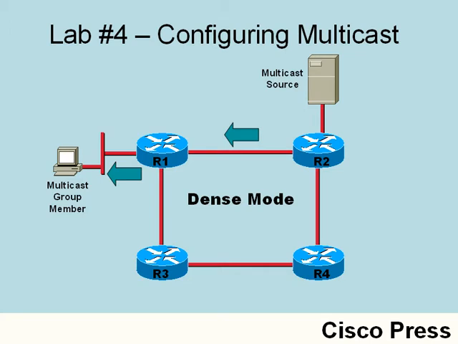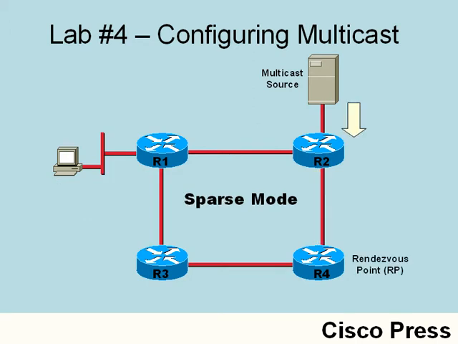Not a big deal possibly on a small network like we see on screen, but if we had dozens or hundreds of routers in our topology, every 3 minutes flooding this traffic throughout our network, that could seriously impact the performance of our network. What's a better solution? A better solution is to use sparse mode. Let's say that right now we have a sparse mode multicast network configured.